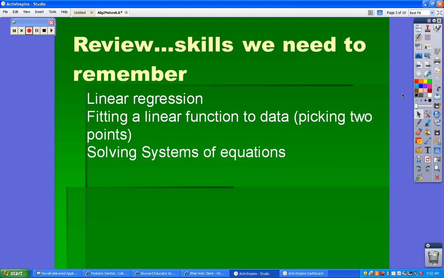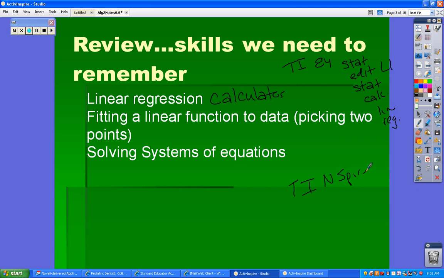Okay, skills that you're going to need to remember. Linear regression, this is a calculator skill. TI-84 people, this is whenever you did the stat calculate command. You went stat, and then first we edited our list, edit, and then L1, and then we went to stat, calculate, linear regression.